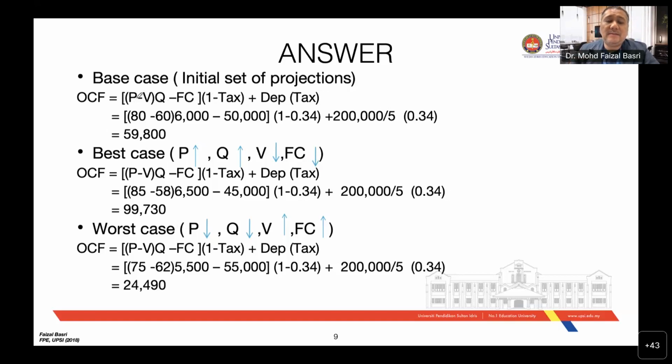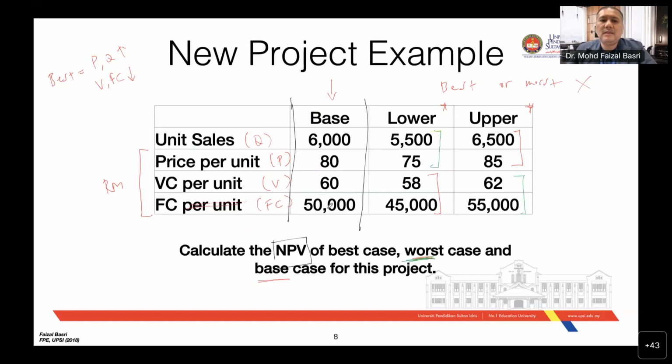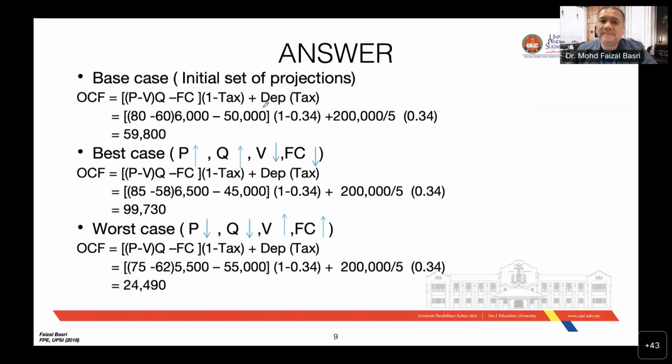So price is from the base, RM80 minus the variable cost of 60. So you have a RM20 margin times 6,000 units. That's your gross profit. Minus the fixed cost of 50,000. Okay, 50,000, the fixed cost give you the operating profit times 1 minus 34% tax rate. Okay, 34% tax rate. And the whole thing here, the front part would be your net profit or earning after tax, after we deduct tax. And we add on after tax depreciation to get the operating cash flows.